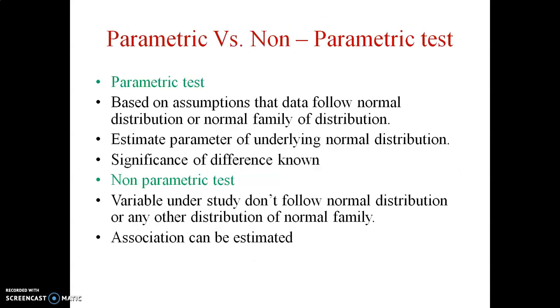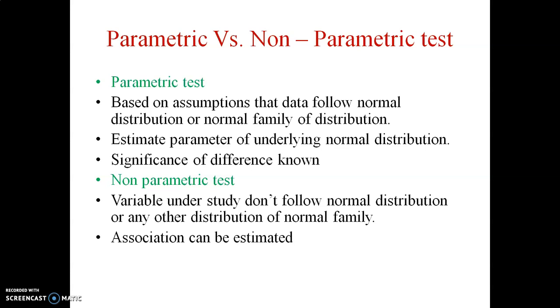We have some very important kinds of tests to carry out to claim our hypothesis testing. Some are parametric and some are non-parametric. Parametric tests are based on assumptions that the data follow a normal distribution or normal family of distributions. The estimator parameter of the underlying normal distribution and the significance of difference are known. And non-parametric tests are used when the variable under study does not follow a normal distribution or any other distribution of the normal family.